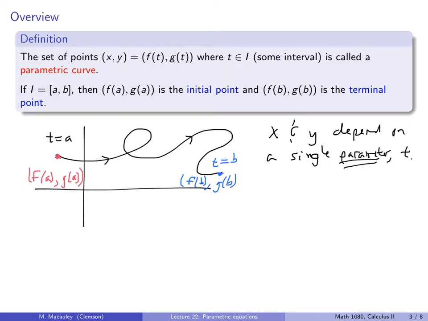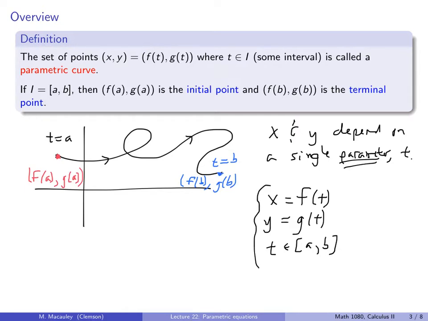And often, probably the most common way to write this is something like x equals f of t, y equals g of t, and then t might be in some interval, say a, b. And we'll just write it like this. One of the important things, probably the last thing I'm going to say on this slide, is that there could be many ways to parameterize a curve.